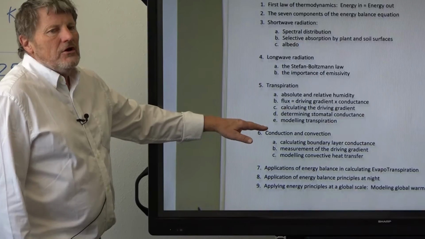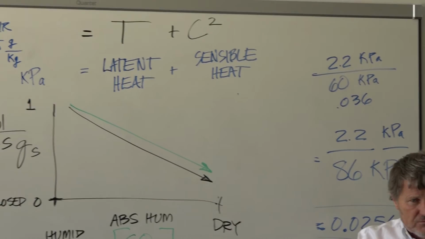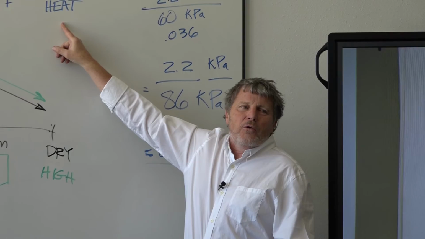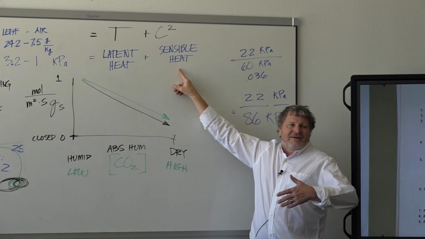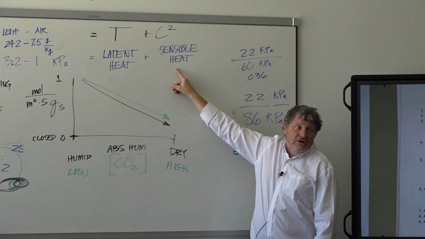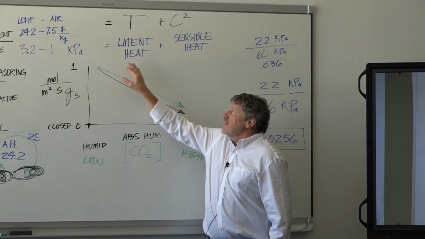Tomorrow, lecture 6, we'll talk about conduction and convection, which is the same flux as driving gradient over resistance. That goes pretty fast because it's the same equation. Now we can really nail this, because guess what? The resistance here is not involved biology. It just involves wind blowing and cooling things, and those are physical principles. So here we can nail heat transfer by conduction and convection, because there's no squishy biology of the stomates opening and closing. So now we can get this, and then again, by subtraction, we can get transpiration.